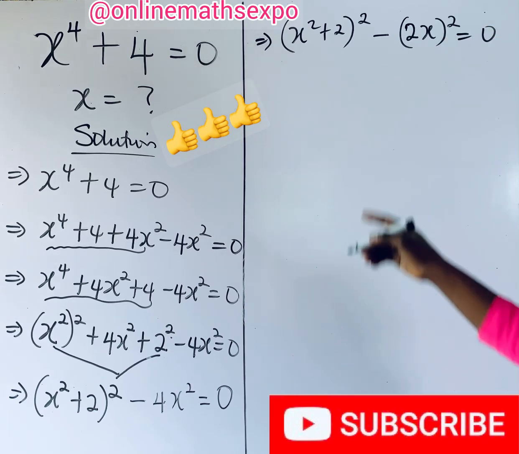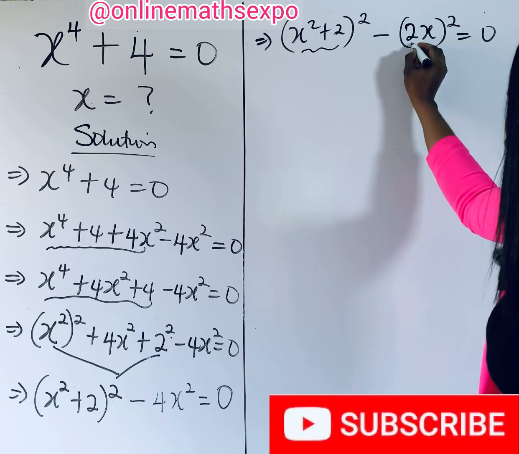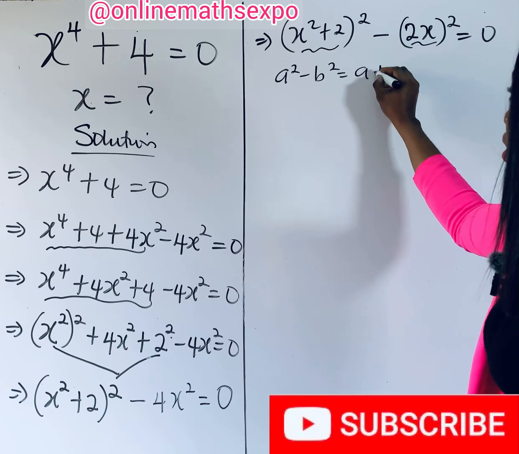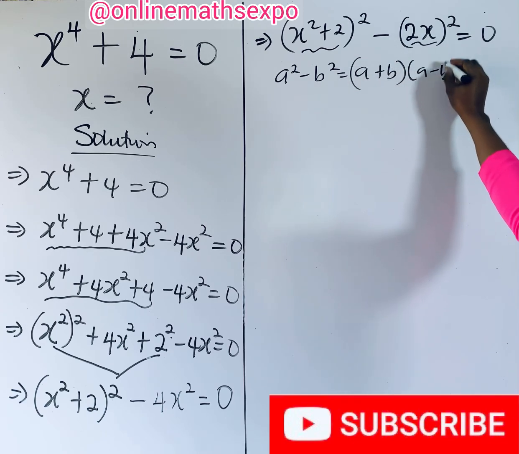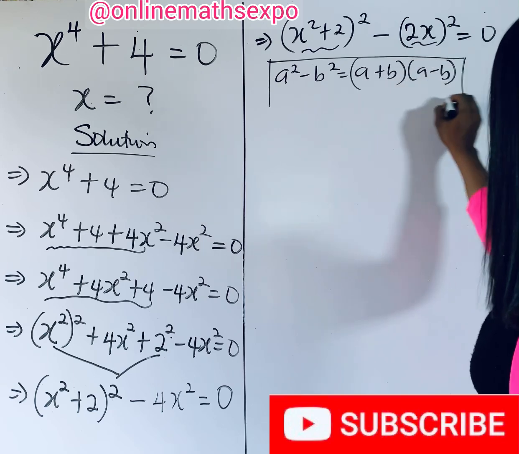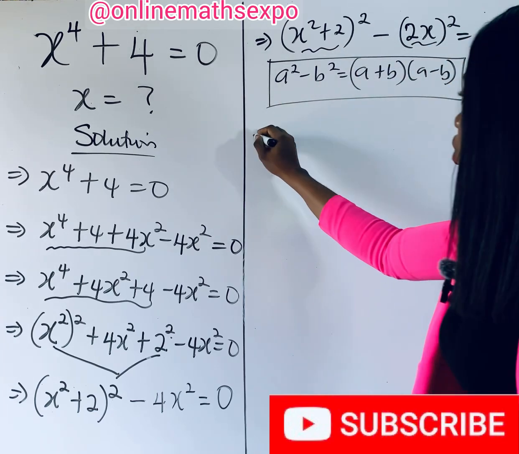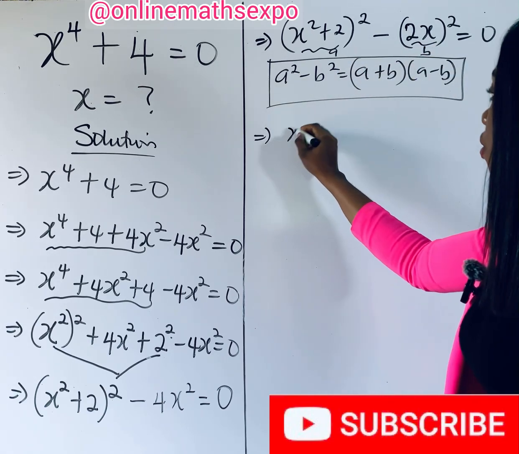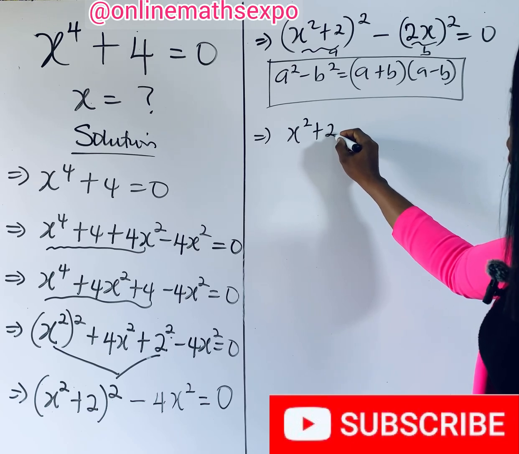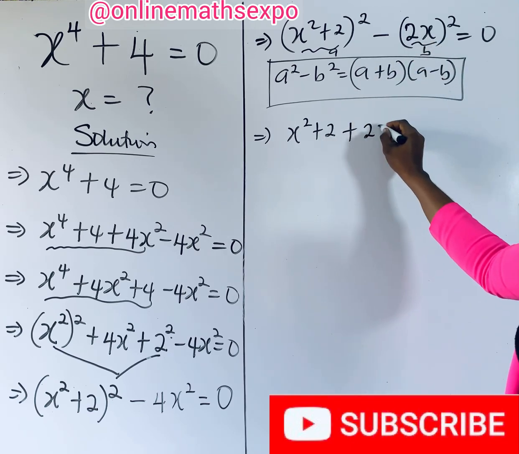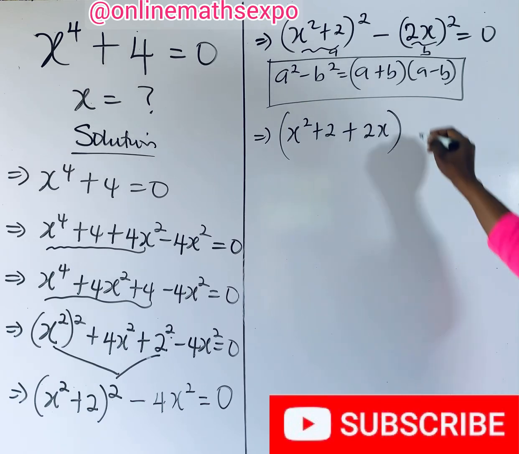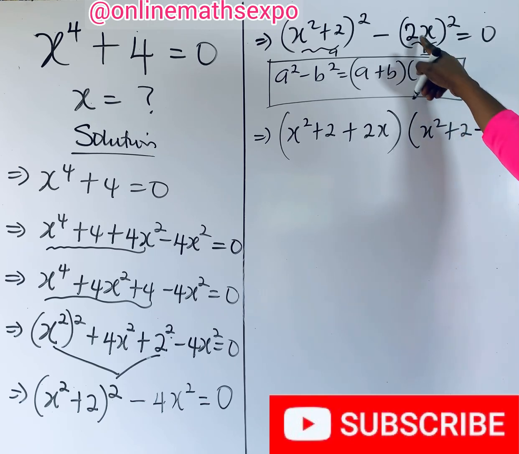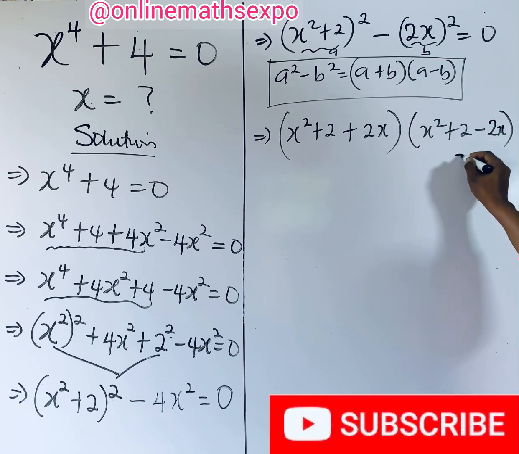So what did you observe? This has led you to what we call the difference of two squares, which says for every a squared minus b squared, it is a plus b and a minus b. So we're going to apply this here. This is going to be a and this is our b. So we're going to have x squared plus 2 plus 2x. I hope you are with me. Then we have x squared plus 2 for a, then minus our b, which is 2x. Did you see that? And everything is equal to 0.